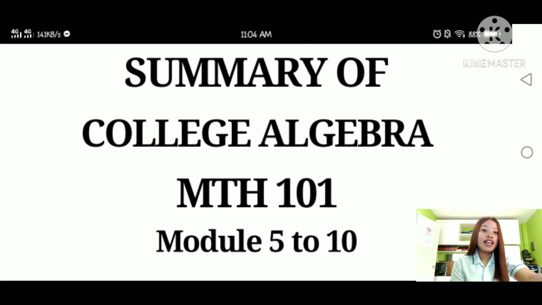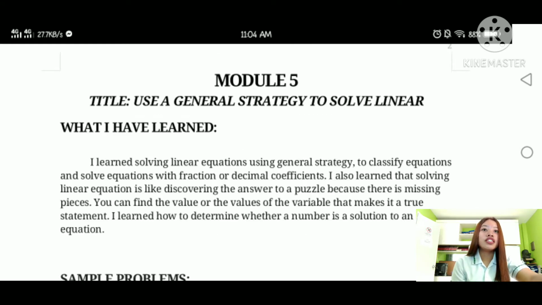Today, I will discuss to you the summary of College Algebra Math 101 in Module 5 to 10. So first, I will discuss Module 5, entitled Use a General Strategy to Solve Linear Equations. I learned solving linear equations using a general strategy to classify equations and solve equations with fraction or decimal coefficients.